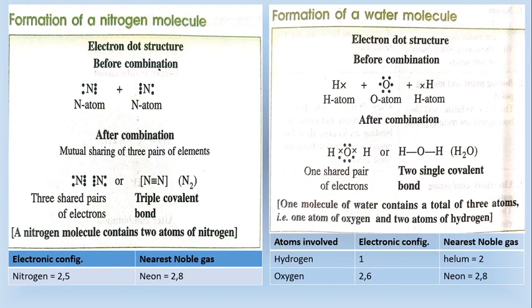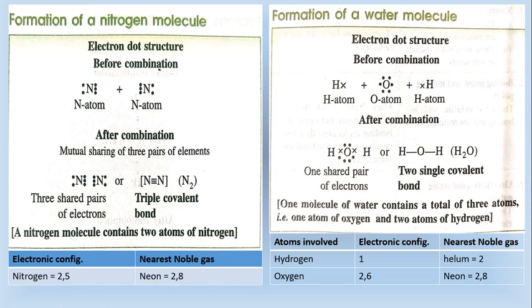Similarly, the third example, the nitrogen molecule, that is N2. Nitrogen has 5 in the outer shell and each shares 3 electrons. Because of sharing 3 electrons among themselves, it is said to be a triple covalent bond. So before combining, the configuration is 2, 5. After combining, it becomes 2, 8. That is the nearest noble gas configuration.